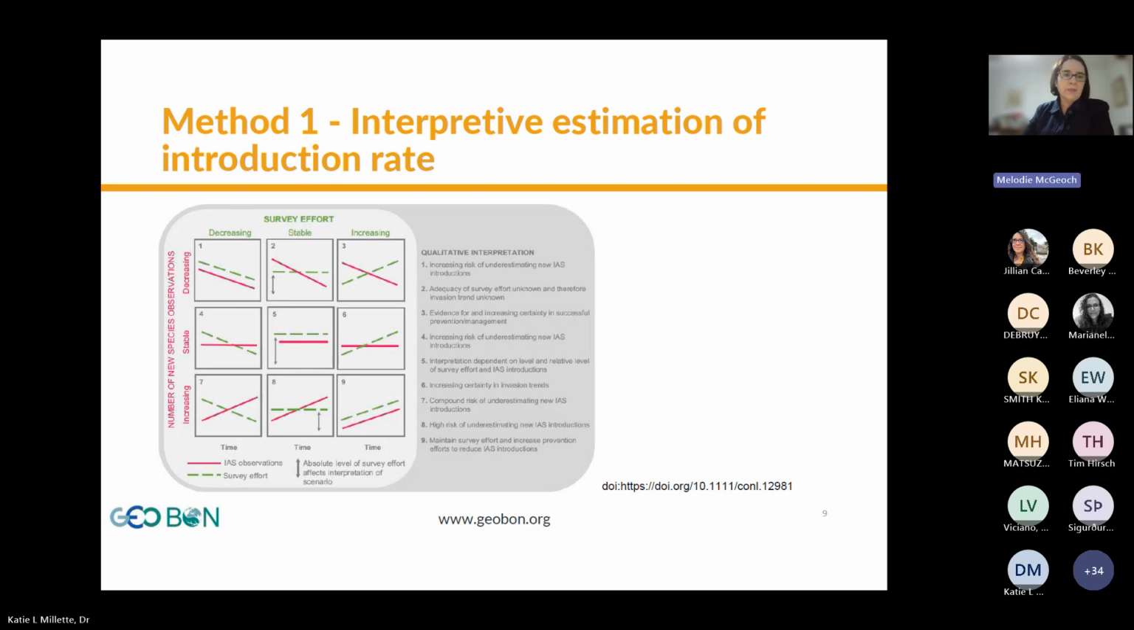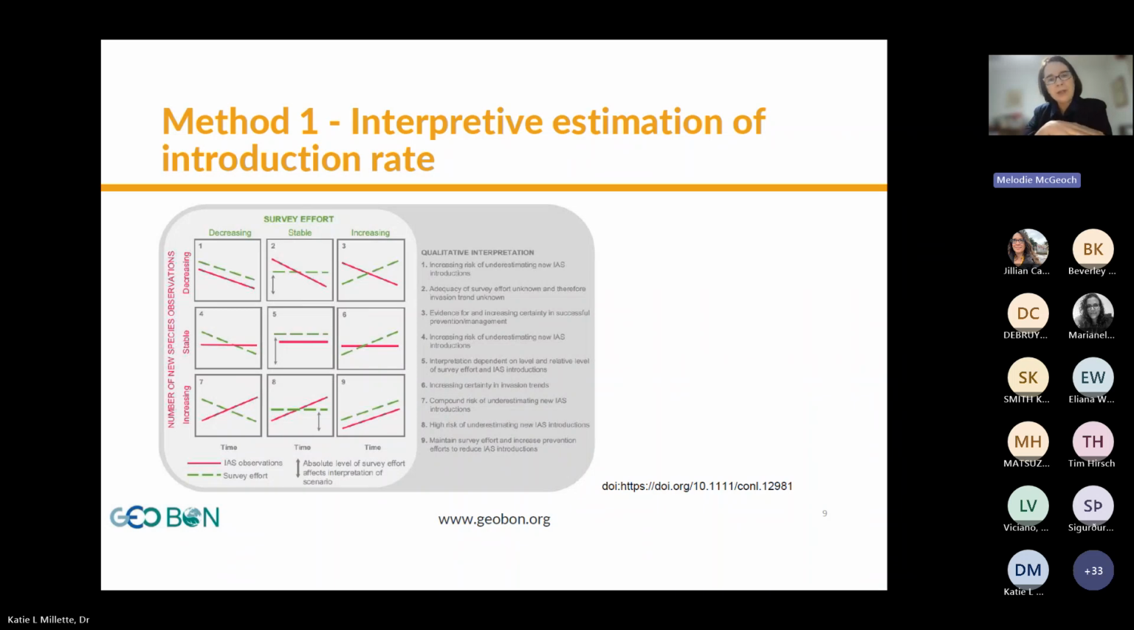In the figure over here, in the red lines, we have the number of new species observations over time. In the top row, we have the numbers of observations over time declining. They're pretty stable in the middle row, and they're increasing in the lower row. In green, we have changes in different patterns of survey effort. So decreasing survey effort, stable survey effort, increasing survey effort. So there are only 9 possible ways in which observed numbers of new introductions and survey effort combine.